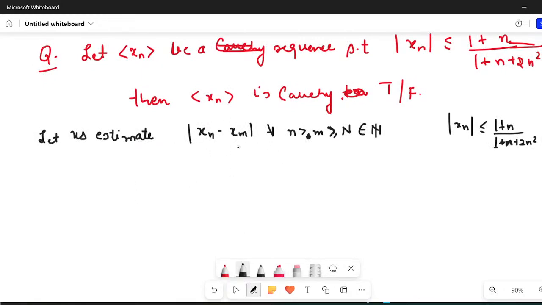So let us estimate modulus of xn minus xm at once. So let us estimate modulus of xn minus xm.